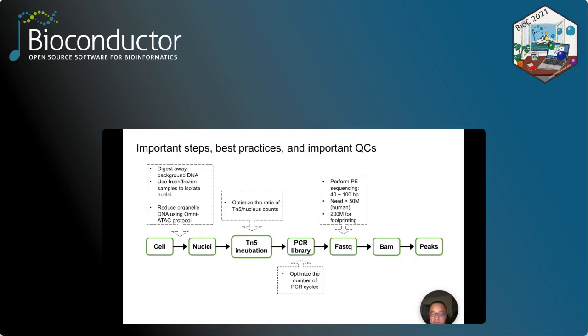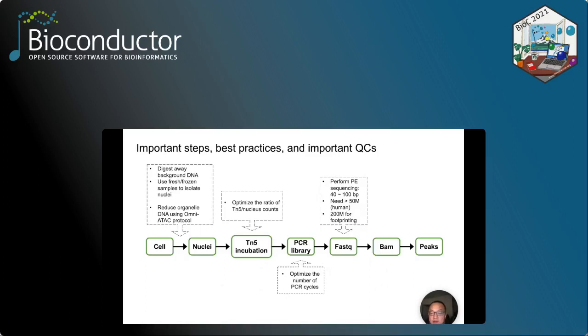After you have the nuclei, before the tagmentation, you have to optimize the ratio of the Tn5 versus the nuclear counts in order to prevent overdigestion or underdigestion. After the incubation, depending on the amount of the DNA, you have to optimize the number of PCR cycles. As for sequencing, we recommend using paired-end sequencing. And like I mentioned earlier, since most of the reads come from the nucleosome-free region, a read length of 40 to 100 base pairs should be sufficient in most cases.